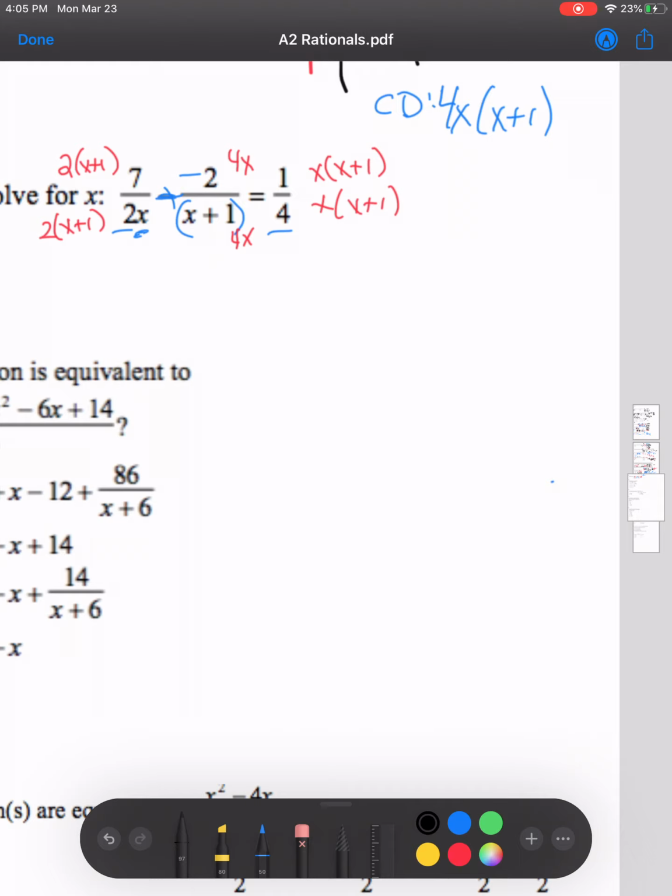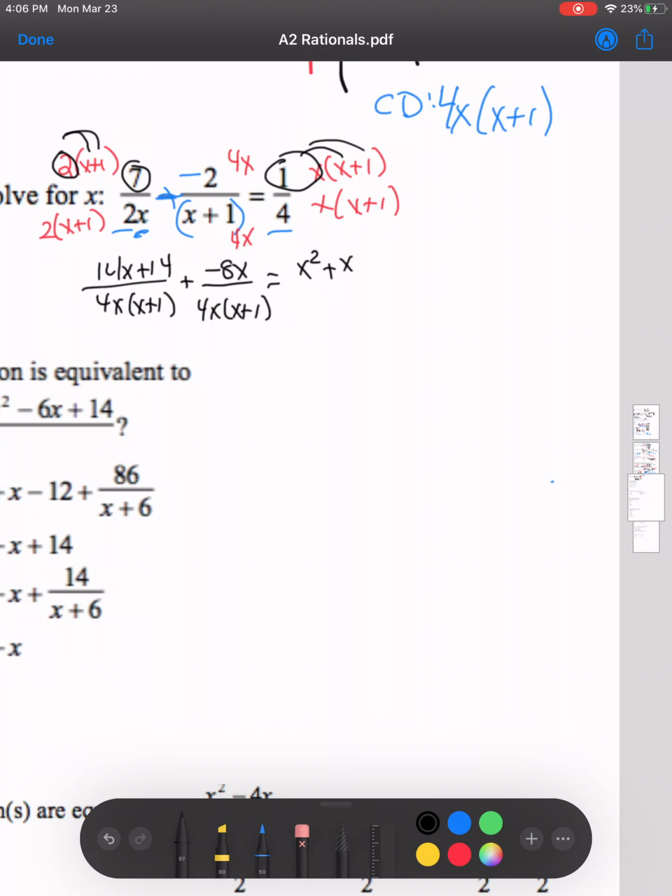Alright, first fraction, this 7 and this 2 get multiplied to be 14, and that 14 is going to get distributed inside. So I have 14x plus 14 over my common denominator. Negative 2 times 4x is negative 8x over my common denominator. And if I distribute my 1x, I get x squared plus x over my common denominator. And now that my denominators are all the same, I can drop them.